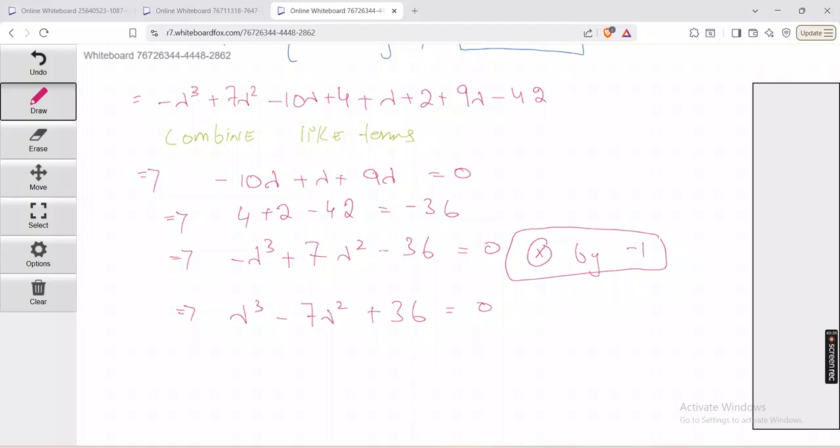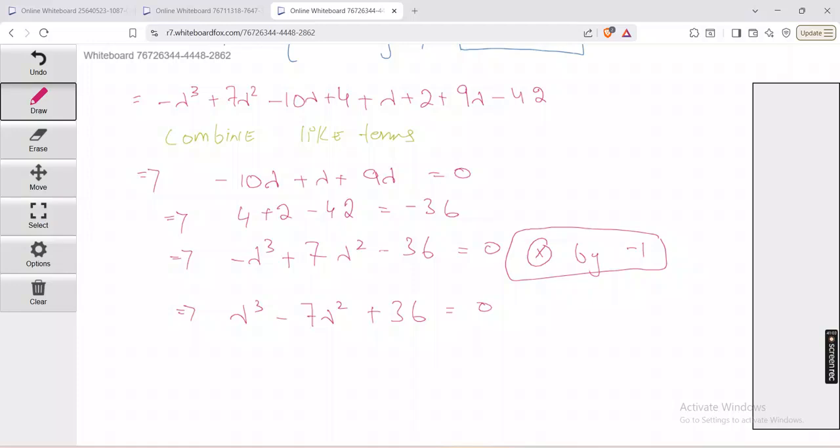Don't be confused on this. Once you solve this, you will get 0. Once you solve this, you will get minus 36. So these two values are left, and this is 36 left from here. Maybe you are thinking what happened to this. Once you solve it, it becomes 0, and the 4 plus 2 minus 42 becomes minus 36. So this one is already solved.